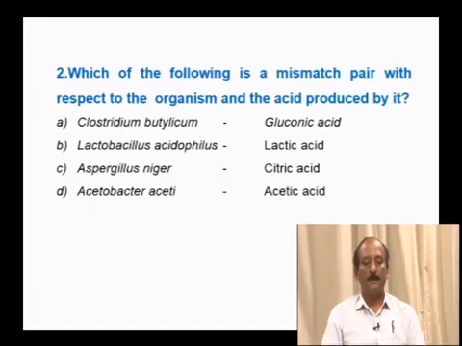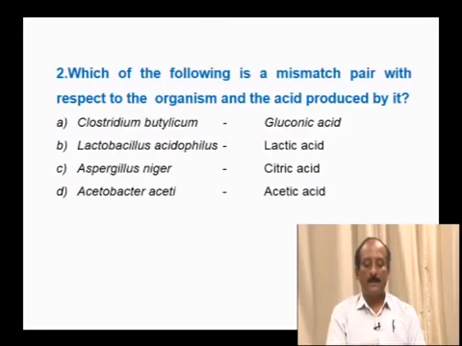Question number 2. Which of the following is a mismatched pair with respect to the organism and the acid produced by it? Here in one column they have given the organisms, in another column the acids produced by the organism, but one of the acids is mismatched. Clostridium botulinum, gluconic acid; Lactobacillus acidophilus, lactic acid; Aspergillus niger, citric acid; Acetobacter aceti, acetic acid.